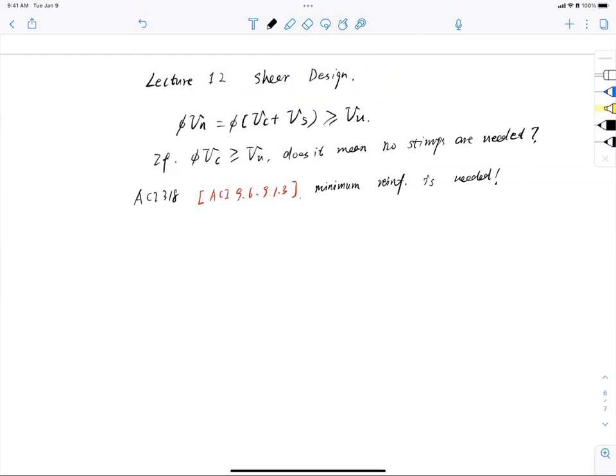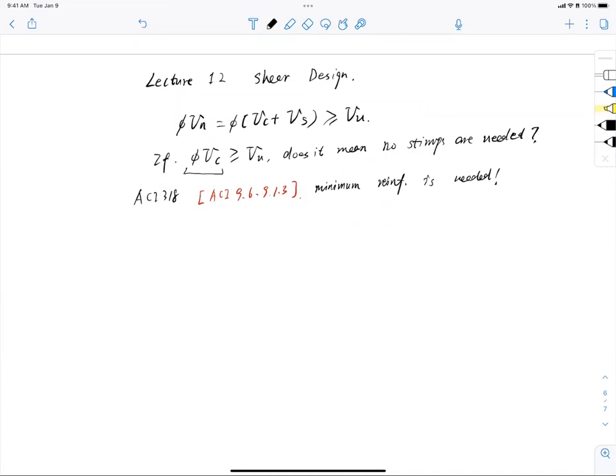Okay, what does it mean? It means that no matter how safe you think you are, you need to have stirrups. That means that even if the concrete itself already exceeds the requirement, you still need to put some steel in it.